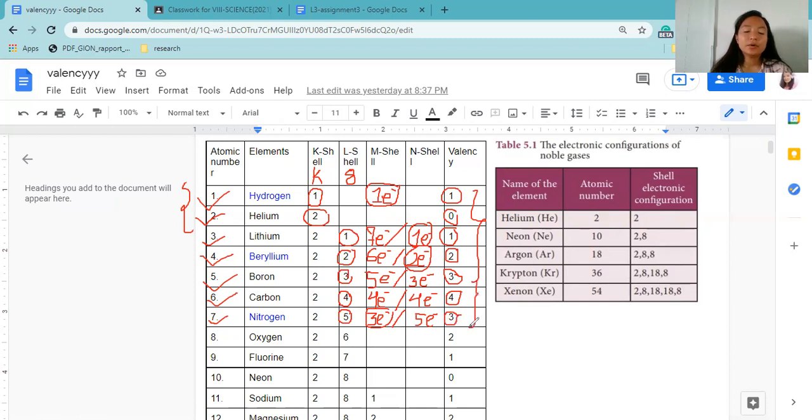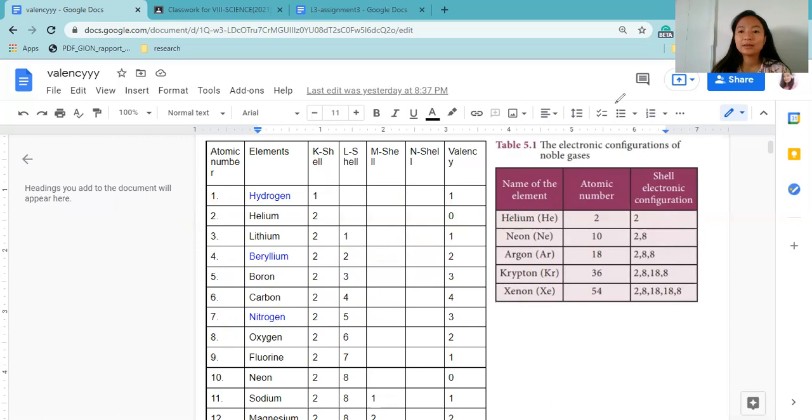So the number of electrons lost, gained, or shared to attain duplet or octet stability is what valency is. Let me repeat that again. The number of electrons lost, gained, or shared by an element to become duplet stable or octet stable is valency. Now you can try this trick for the remaining elements. I hope this made sense and helped you. Thank you.